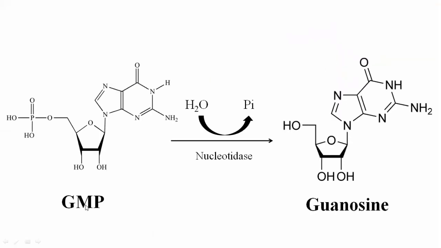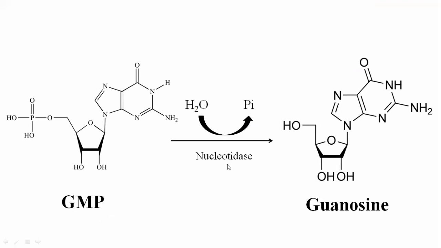This is the structure of guanosine monophosphate. As the name indicates, there is the guanine nucleotide base attached to the ribose sugar, and there is the phosphate. This is guanosine monophosphate. Because it is monophosphate, there is a single phosphate attached to the guanosine. Guanine base attached to ribose is known as guanosine, and with the phosphate attached, it is known as guanosine monophosphate.